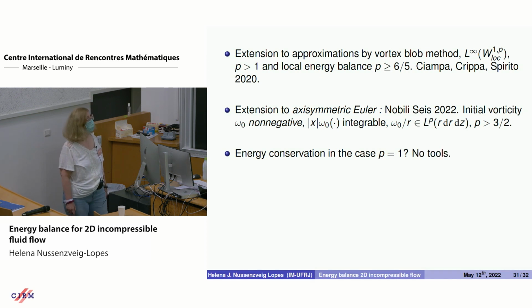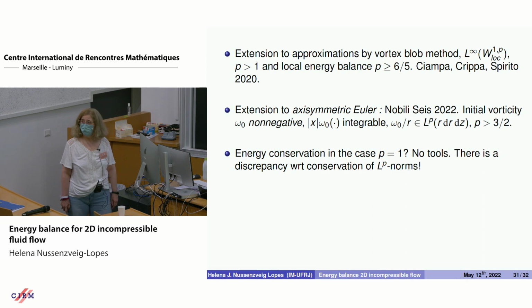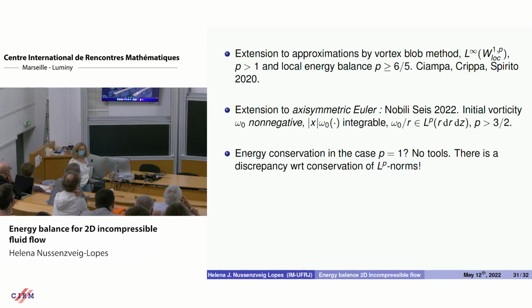Okay, what about the case P equals 1? As I mentioned, not only are there no tools, but the result is kind of unexpected. And this is annoying because there's a discrepancy with respect to the state of the art for the conservation of vorticity norms, of L^P norms of vorticity. We do know that one norm is conserved.